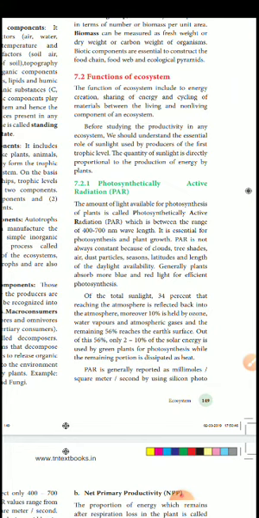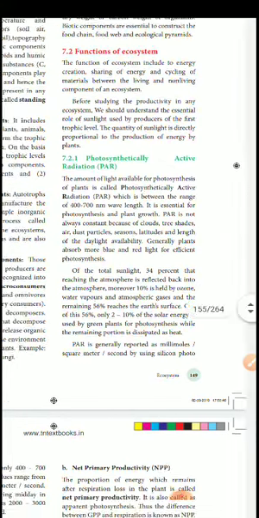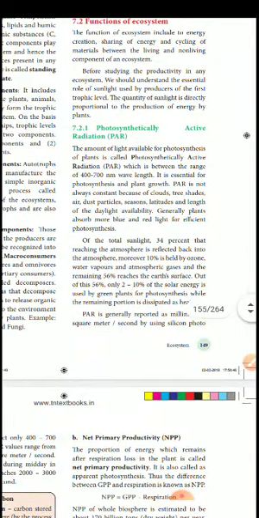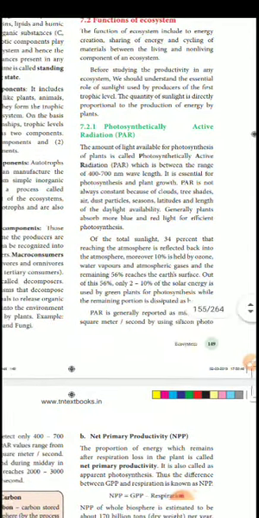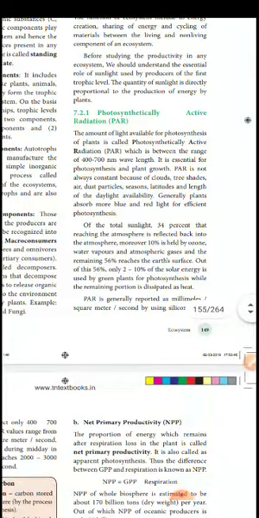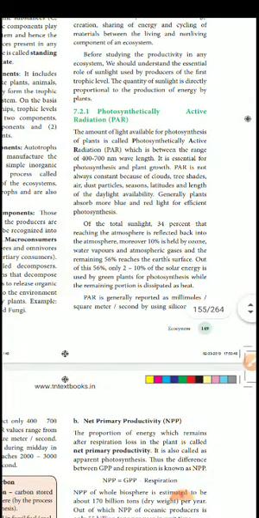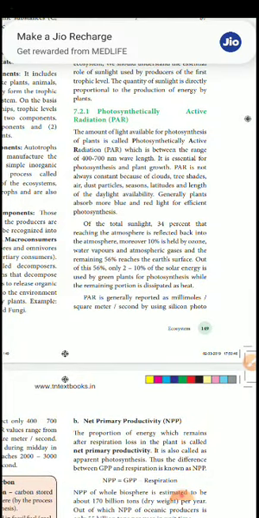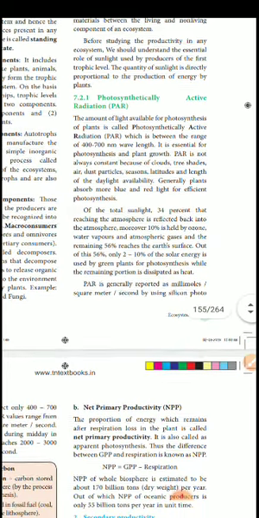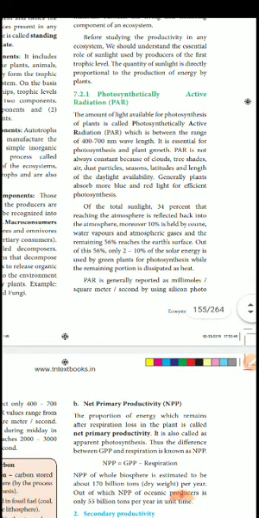Of the total sunlight reaching the atmosphere, 34% is reflected back into the atmosphere. Moreover, 10% is held by ozone, water vapor and atmospheric gases, and the remaining 56% reaches the earth surface. Only this 56% reaches the earth surface, so it is very important.